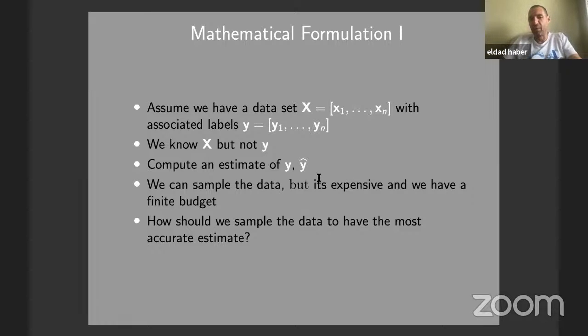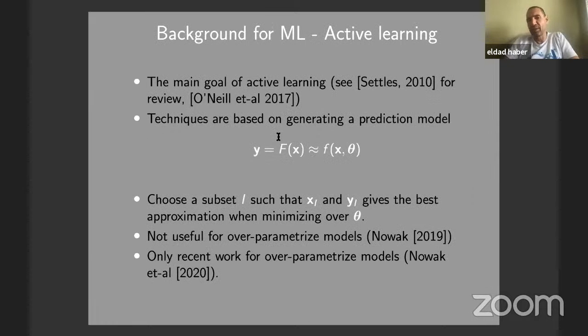Okay. Now we can sample from the data. The idea is that we can decide that we're sampling from these X's and from the Y, but it's expensive, and we have only a finite budget. So the question is, how are we going to sample to have the most accurate estimate? This is, by the way, the main goal of active learning.